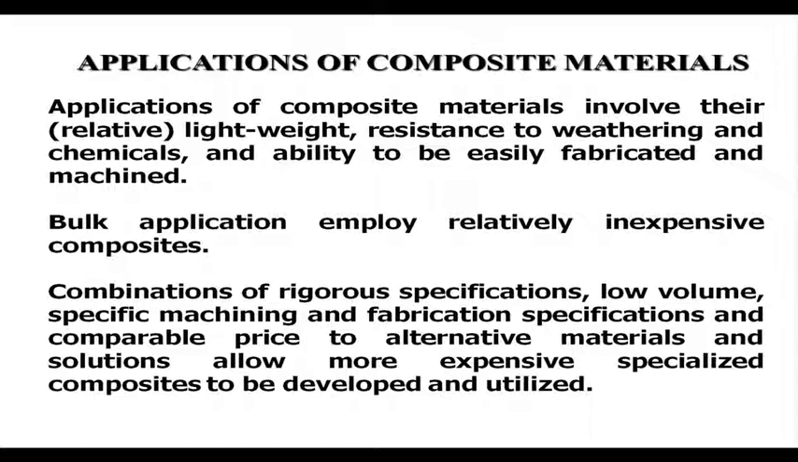Now, let us look into the applications of those composite materials. Being lightweight, resistant to weathering and harsh chemicals, and their ability to be easily processed, fabricated and machined, these composite materials find a wide variety of applications, and they can be inexpensive or cheaper composites. Those are necessary for bulk application. For bulk application, a special type of composite can be expensive, but for bulk applications, the cost of the composite should be as cheap as possible.